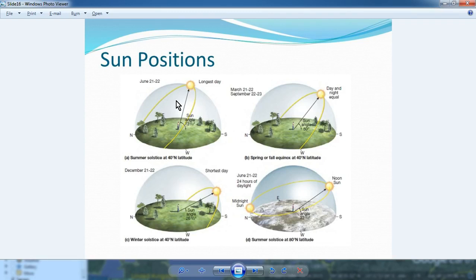Sometimes, instead of calling it solar angle, we call it solar altitude. So if it's right on top of your head, it's 90 degrees. Here, it's around 73 degrees at 40 degrees north latitude. During the winter solstice, the shortest day, the solar altitude is 26 degrees, and the sun looks like it's afternoon even at 12 noon. During spring equinox, 50 degrees, with equal day and night.